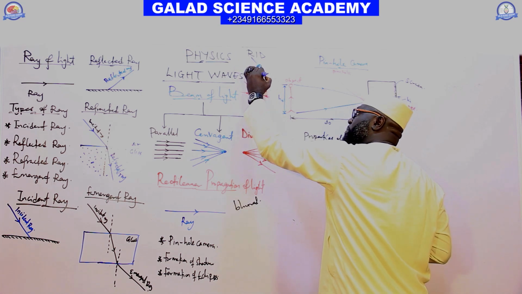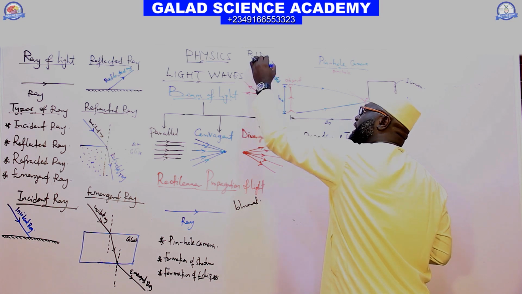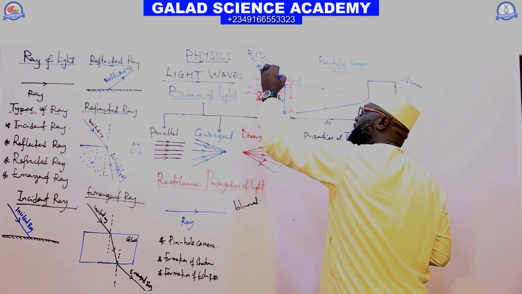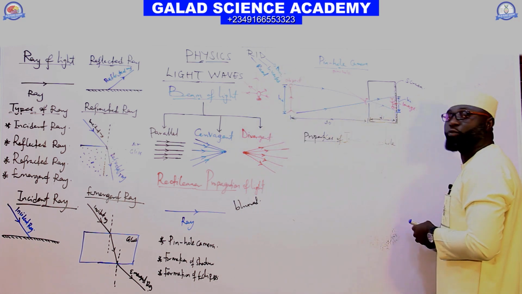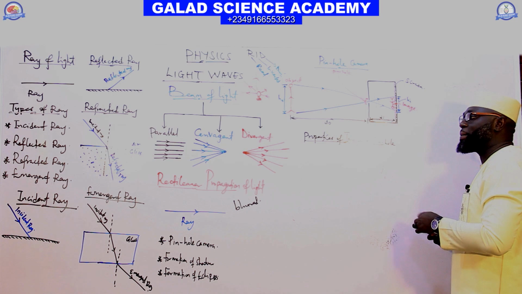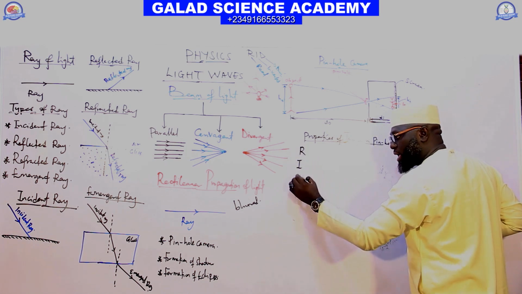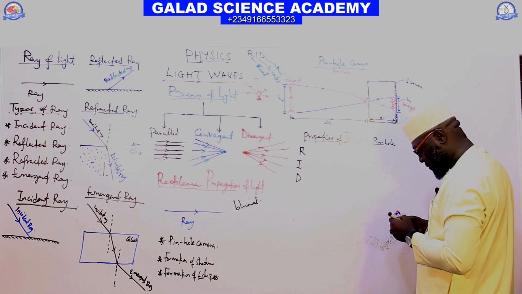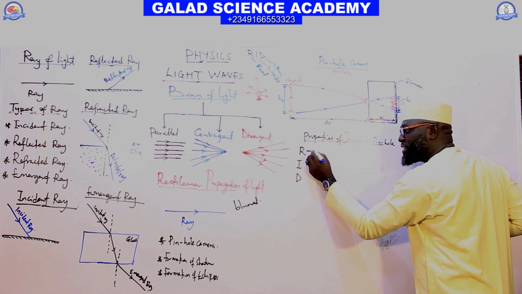This R we have there represents real image. The image is real. This I means the image is inverted. D is the image is diminished. So the properties of the image formed in the pinhole camera is RID. R-I-D. What is R standing for? The image we have there is real.